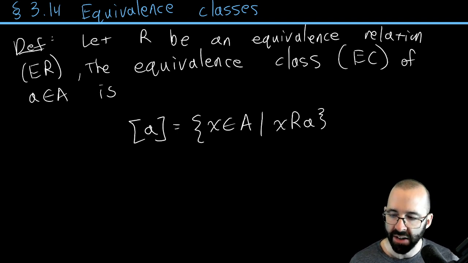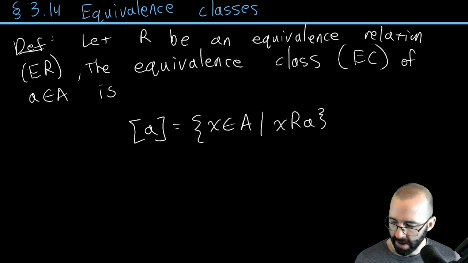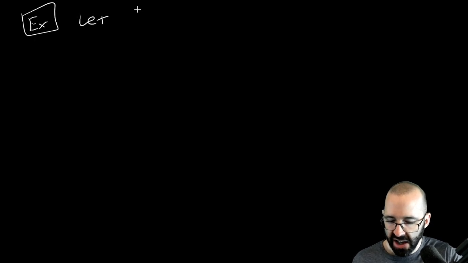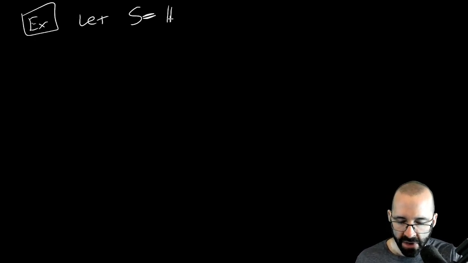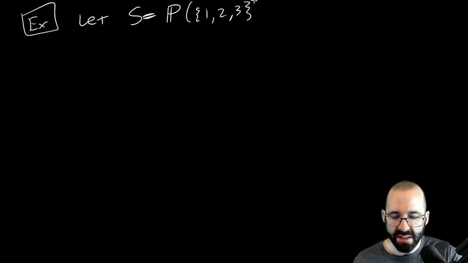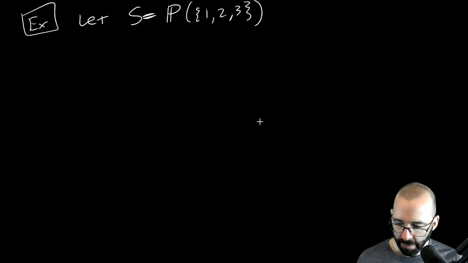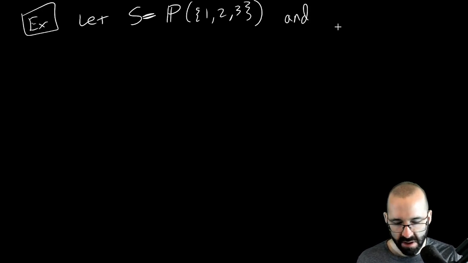We're going to do some examples and then talk a little bit about some special properties of equivalence classes. So let's start with this example where let's say S, our set that we're talking about, is the power set of the set {1, 2, 3}. Remember, that is the set of all subsets of this set. And that set of all subsets includes the empty set, and it includes the domain of discourse, that whole set as well.